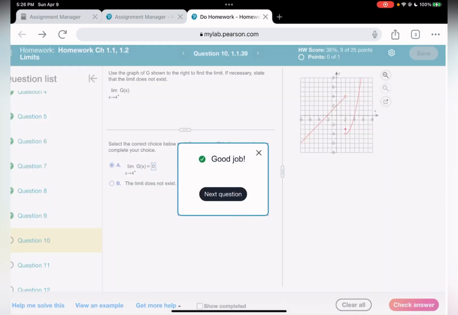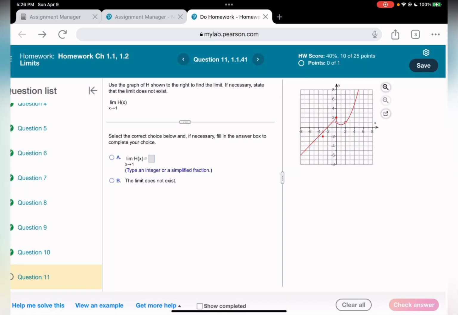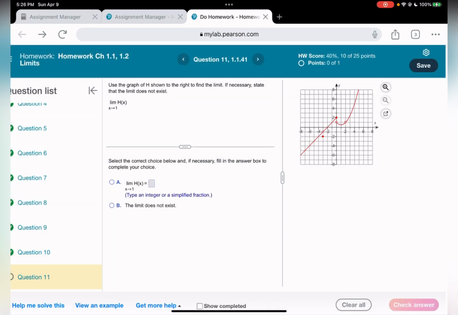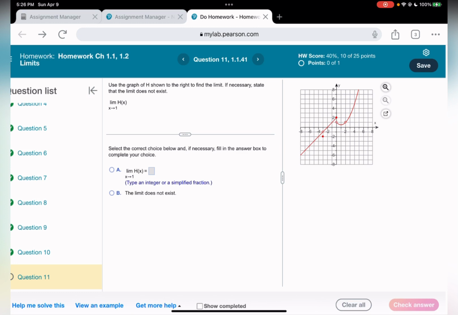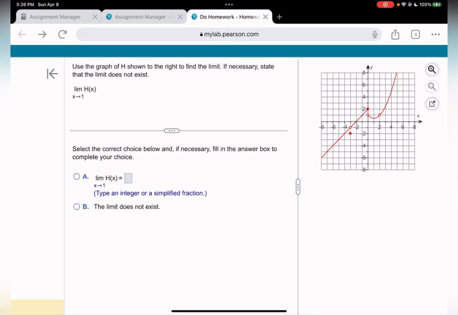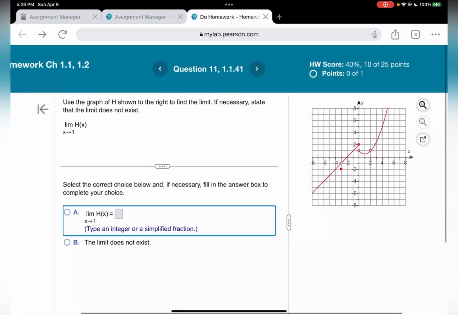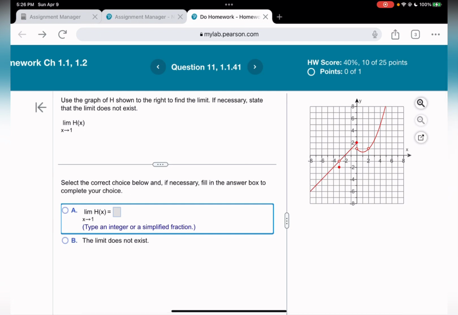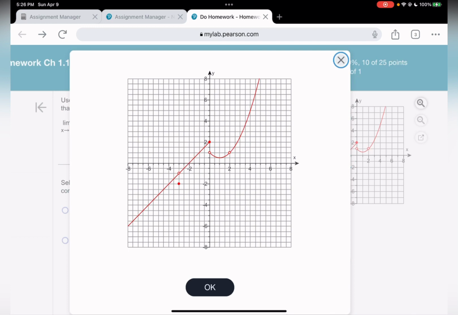Moving to next question. Now we need to find out the limit for x approaches to 1. Remember, we have to get the case when both sides' limits are going to be equal to each other. Let's see, positive 1.